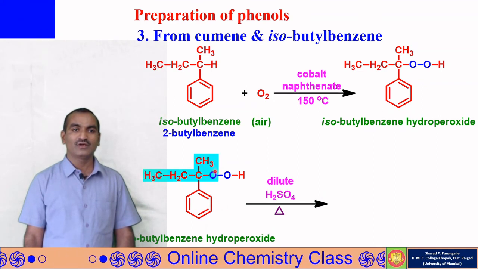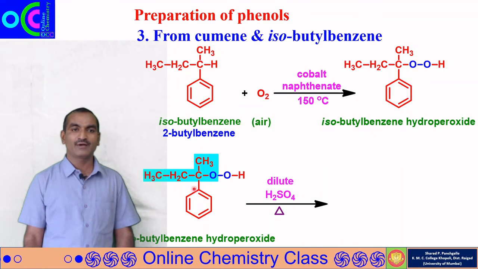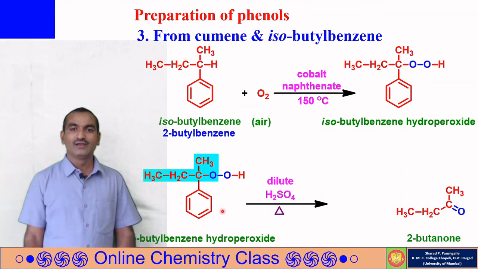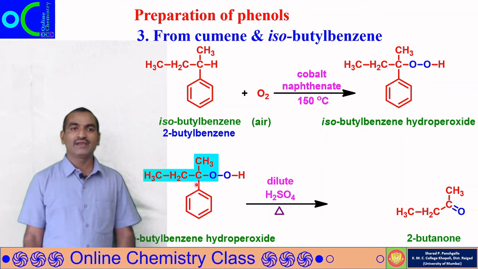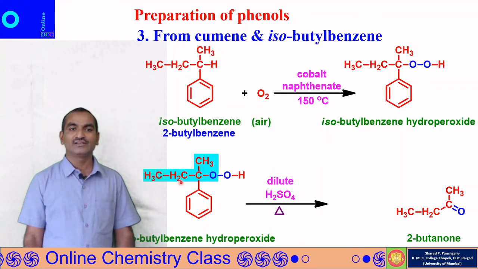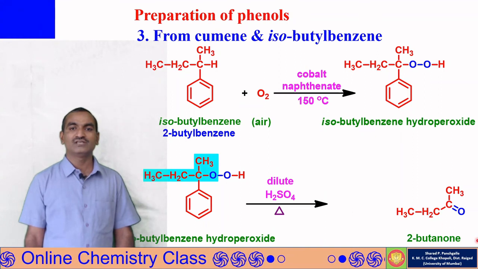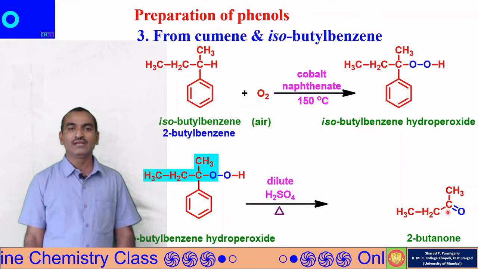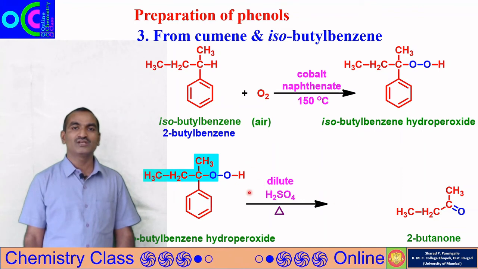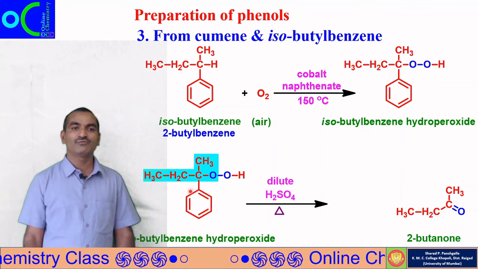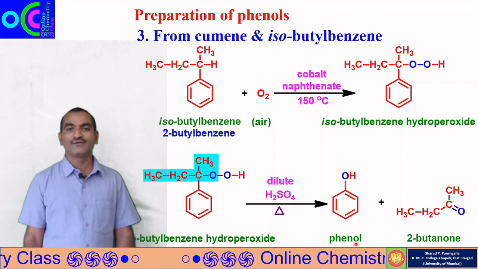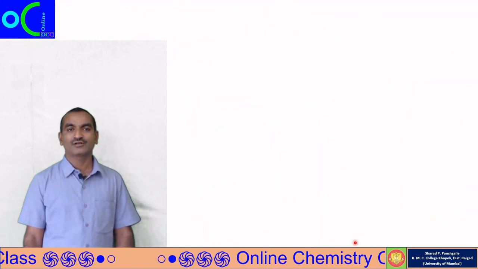So the blue color highlighted part will come out as 2-butanone, that is nothing but ethyl methyl ketone, CH3 CH2 C double bond O, CH3, that is 2-butanone, also known as ethyl methyl ketone. Now this OH will be forming a bond with this aromatic ring and we will get phenol as the final product. Thank you.